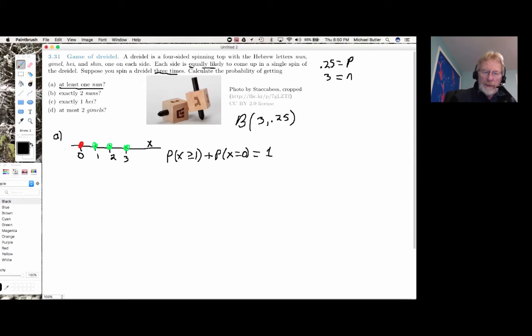So I can get the probability of the green stuff, the stuff I'm looking for, by taking the red stuff away from 1. In other words, the probability of x being greater than or equal to 1 is equal to 1 minus the probability of x being equal to 0.